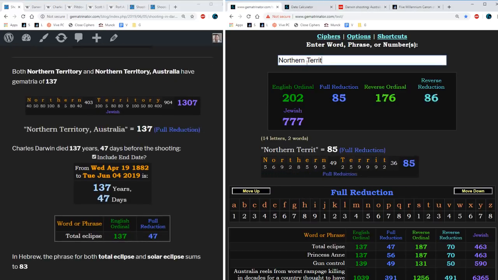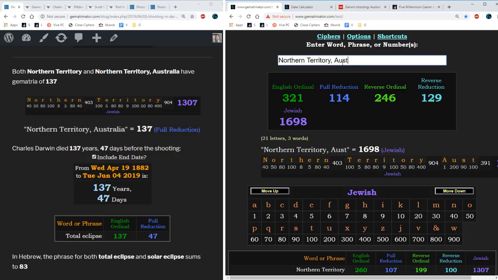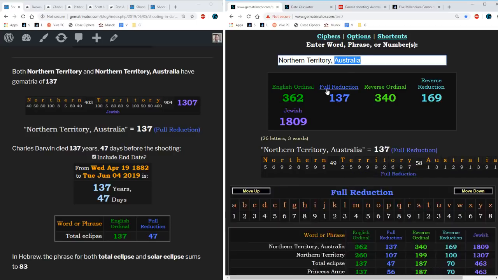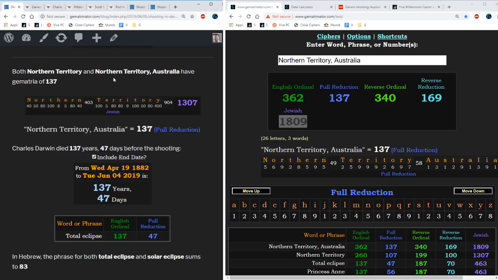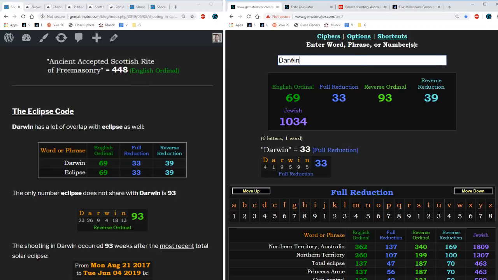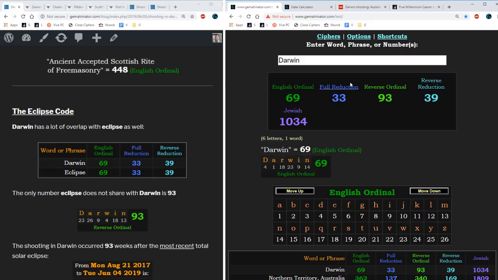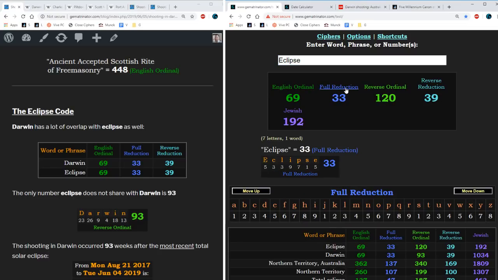This, again, happened in the Northern Territory. See how Northern Territory equals 1307, like 137? Furthermore, Northern Territory, Australia, sums to 137. And again, there's the 1809, which is found in Charles Darwin's birth year. In fact, the name Darwin sums to 69, 33, and 39. These are the same numbers as eclipse, 69, 33, and 39.